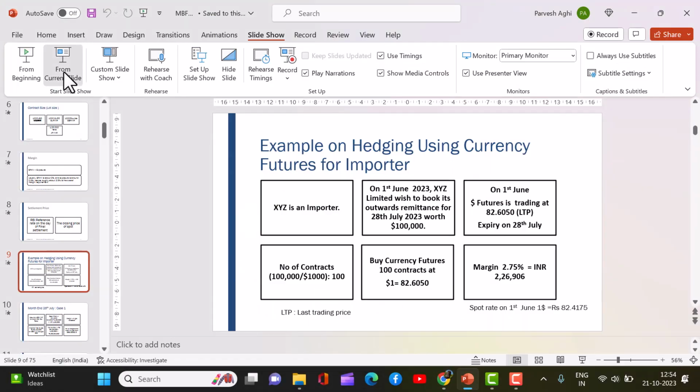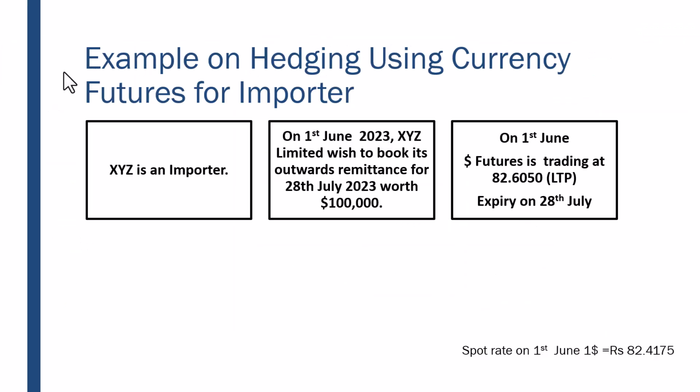Now let's look here. So when you open the window on 1st of June 2023 and you have to make payment on 20th of July 23, how much? $1 lakh. So you go to the stock exchange, you find that the future is trading at 82.6050, which was the last traded price. Okay, fine. Now this is just an indicated price. Somebody had just traded and he has traded at this price. The expiry is on 28th of July.